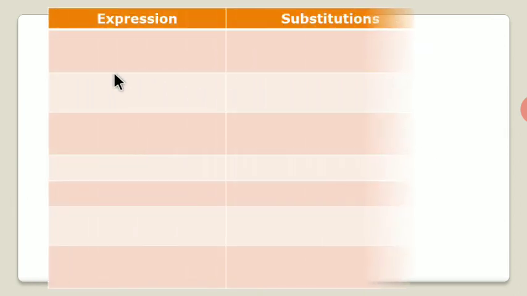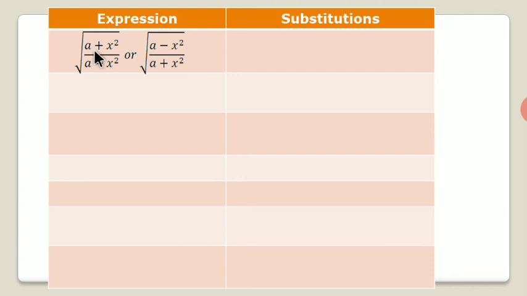Next expression is of the form square root of a plus x square upon a minus x square or square root of a minus x square upon a plus x square. We observe in the previous formulae, we see here a plus x upon a minus x and here a minus x upon a plus x. At that time, we substitute x as a cos theta or a cos 2 theta. Here, we use substitution for x square. So, we put the substitution for x square as x square equals a cos theta or a cos 2 theta.